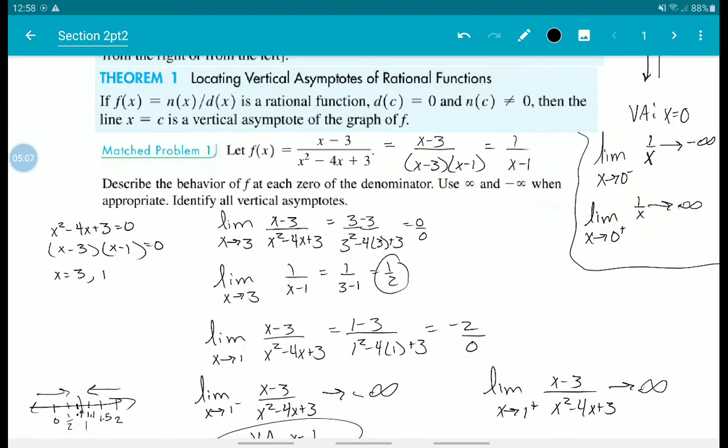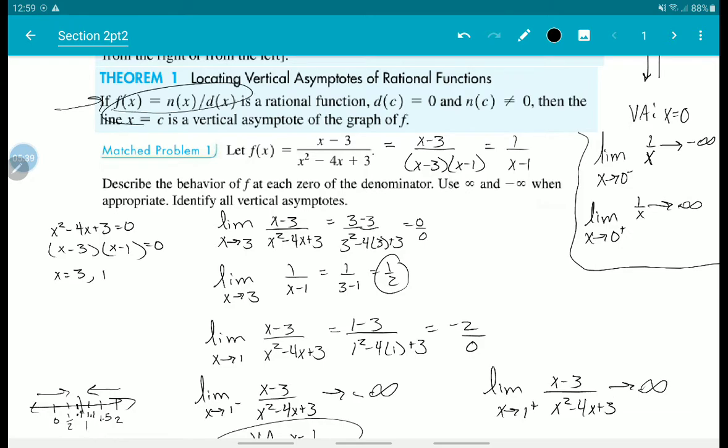So look at what's going on. Let's analyze this a little bit more, and let's look at a theorem. Theorem 1 is talking about locating vertical asymptotes of rational functions. If f of x has a numerator and a denominator, so that it's a rational function, and the denominator is 0, but the numerator is not 0, then it turns out there's a vertical asymptote there. So it really depends on what's going on in the numerator and the denominator.